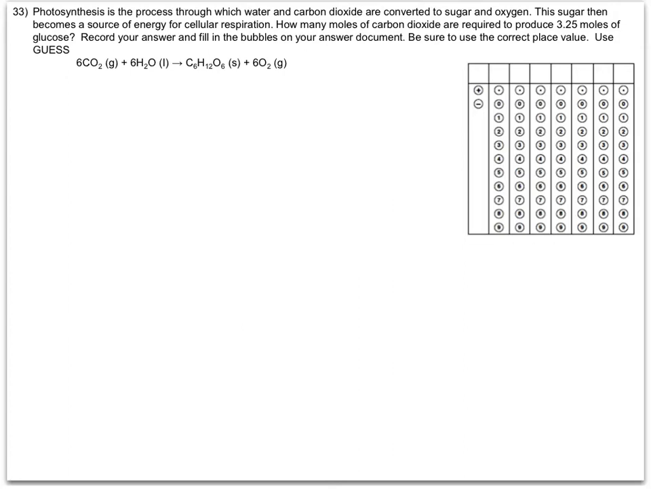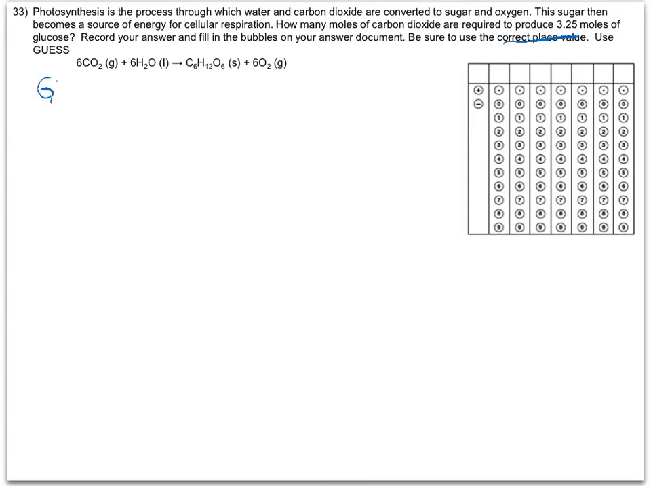Okay, so number 33. Photosynthesis is the process through which water and carbon dioxide are converted to sugar and oxygen. This sugar then becomes a source of energy for cellular respiration. How many moles of carbon dioxide are required to produce 3.25 moles of glucose? Record your answer and fill in the bubbles on your answer document. Be sure to use the correct place value. All right, so correct place value, of course, remember that means significant digits.